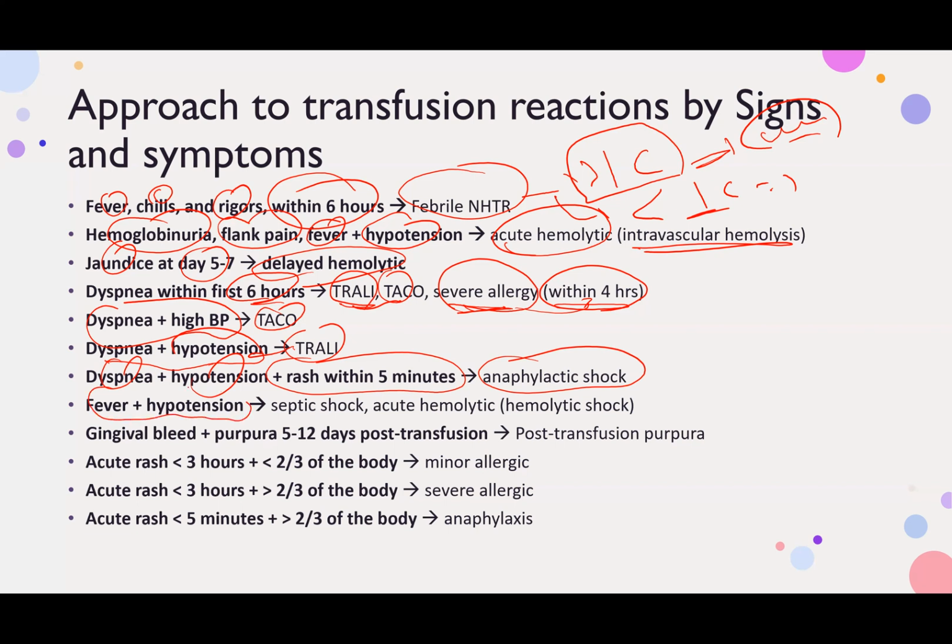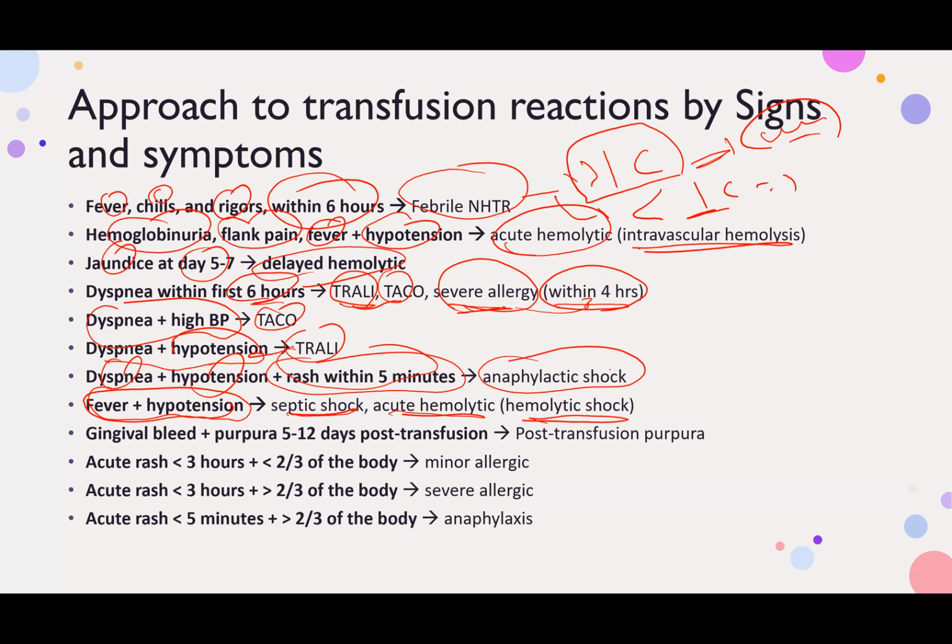So if the patient gets fever and hypotension, it could be septic shock, it could be acute hemolytic reaction, which we sometimes also call hemolytic shock. So fever and hypotension could be septic shock, could be acute hemolytic, or it could be what? It could be anaphylactic shock. If you have a rash within 5 minutes of the transfusion plus hypotension and dyspnea, think about anaphylactic shock.